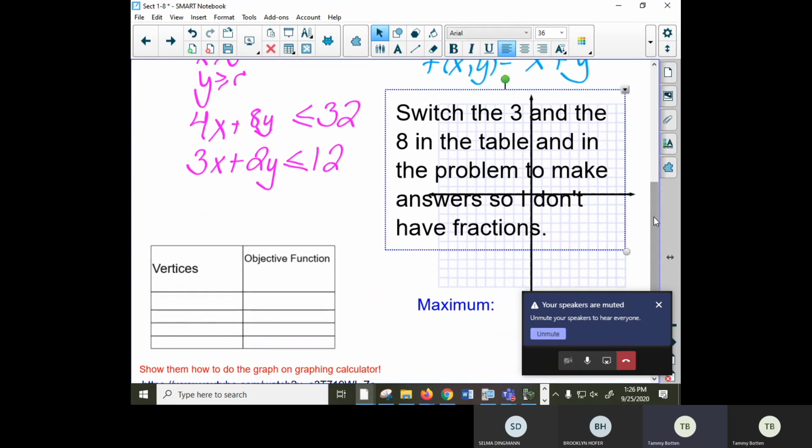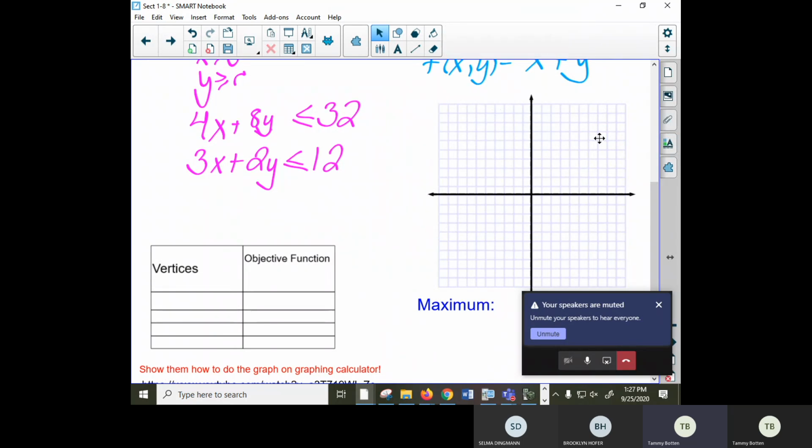So let me try to delete my note. And then I also had graphed the x equals and y equals, and I deleted that. So let me do that really quick. And then right before lunch, we were solving this equation for y.